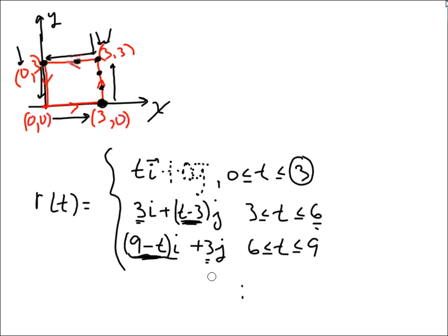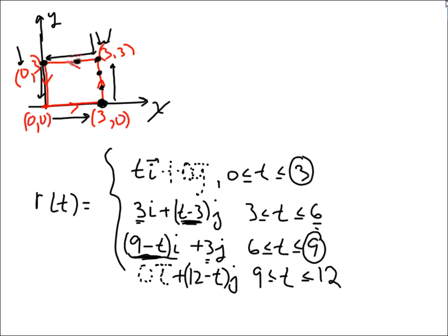How I knew that is I was just about to say y is going from 3 to 0. Y is not a constant, but the x value is always 0. J, well, it's going from 3 to 0. That's the distance is 3. We start at 9, and we let t go 3 more. 9 plus 3 is 12. And what it's going to be is 12 minus t in the j direction.